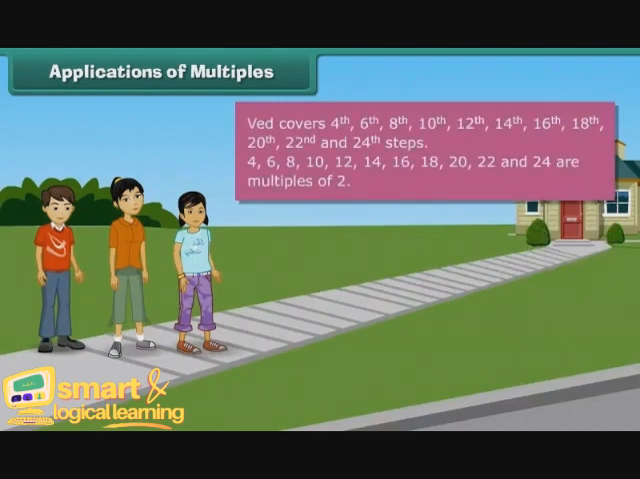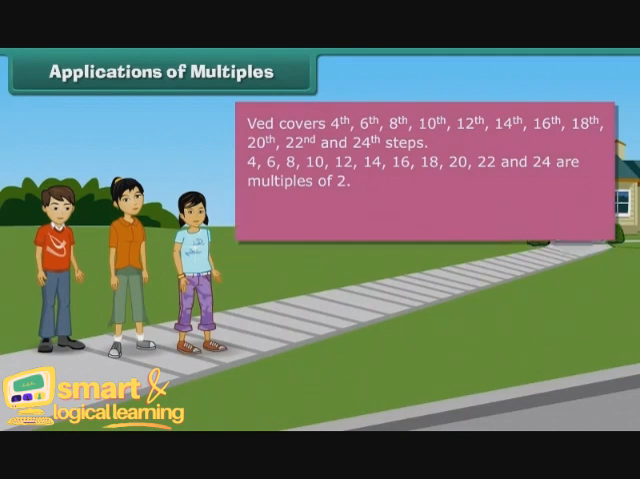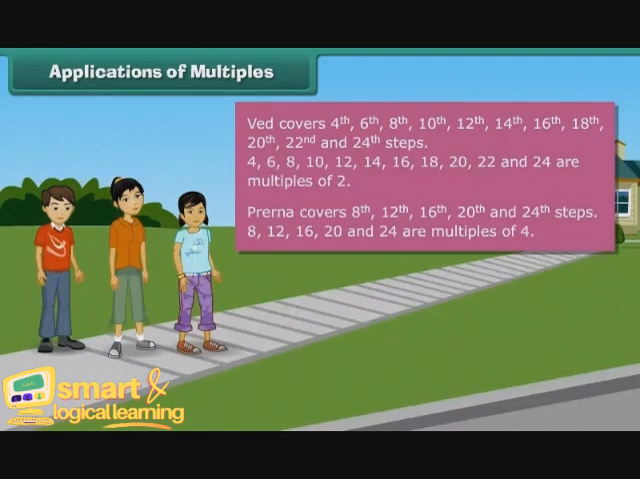Ved covers 4th, 6th, 8th, 10th, 12th, 14th, 16th, 18th, 20th, 22nd, and 24th steps. 4, 6, 8, 10, 12, 14, 16, 18, 20, 22, and 24 are multiples of 2. Prerna covers 8th, 12th, 16th, 20th, and 24th steps. 8, 12, 16, 20, and 24 are multiples of 4.